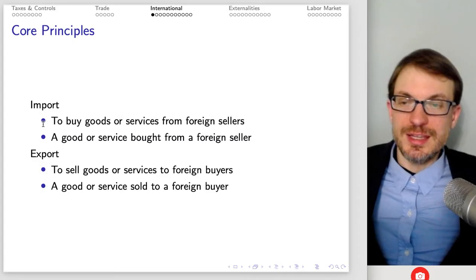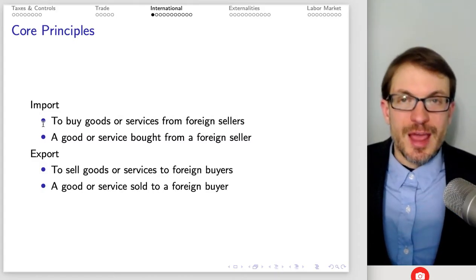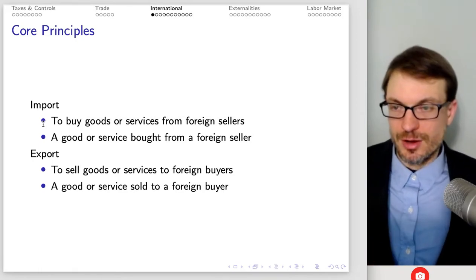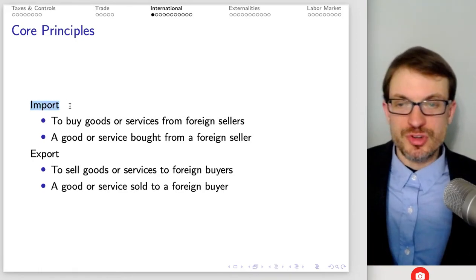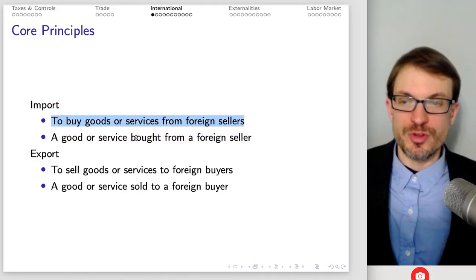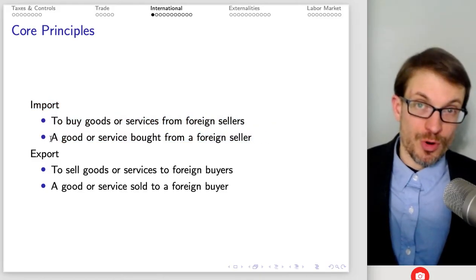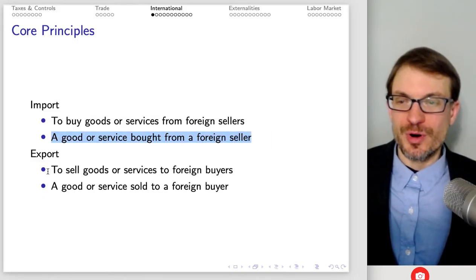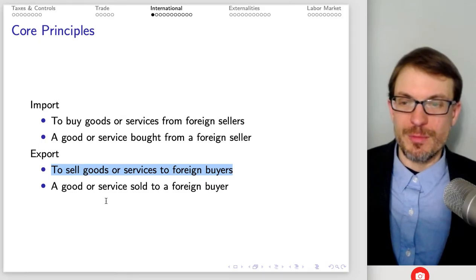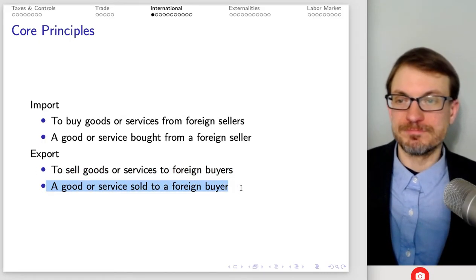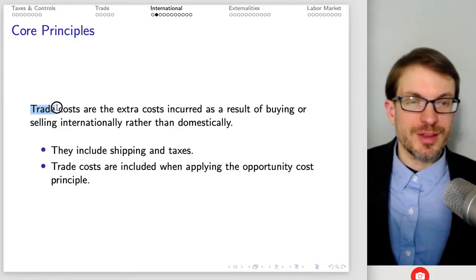All right, so now thinking about international trade. One key idea is extending opportunity cost and comparative advantage into the trade world. So we'll think about that. For definitions, an import is a good or service bought from a foreign seller, and an export is a good or service sold to a foreign buyer.